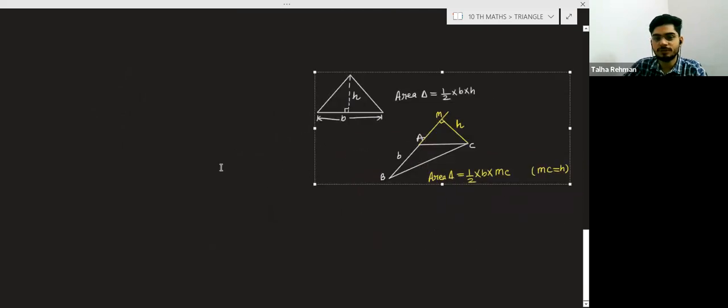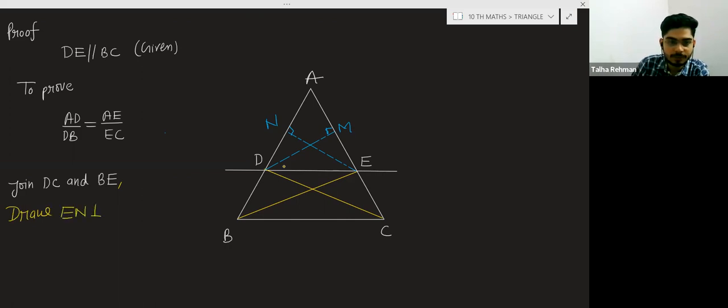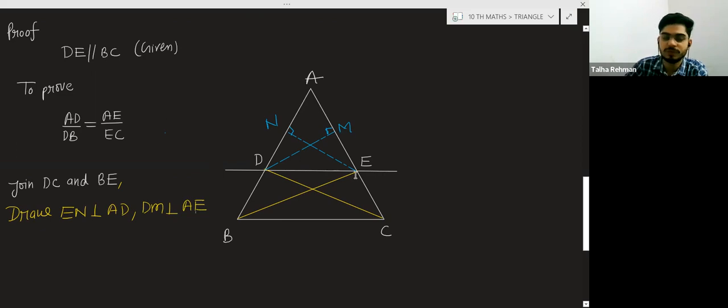Okay, write this in some corner. So first, what I have done, join DC and BE, and draw EN perpendicular to AD and DM perpendicular to AE. Okay, this EN is perpendicular to AD, and this DM is perpendicular to AE.